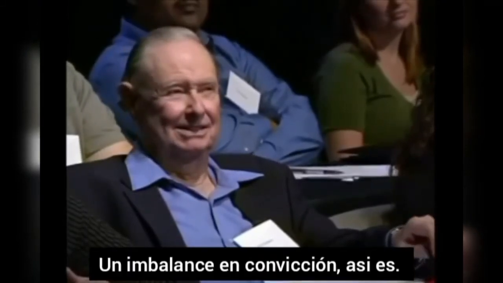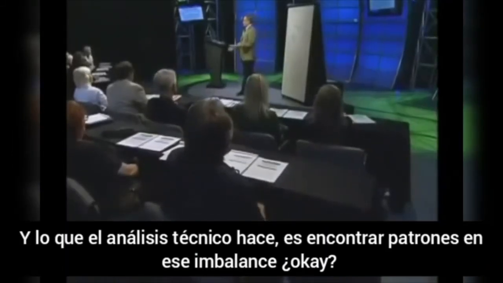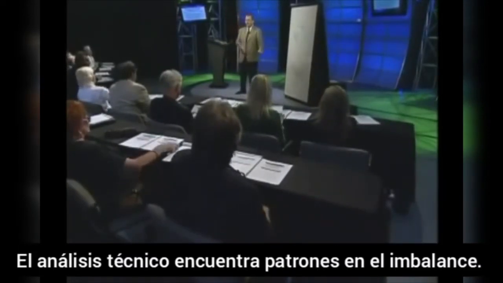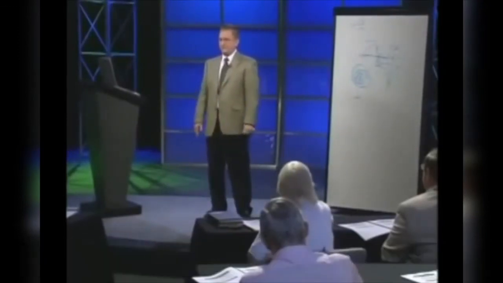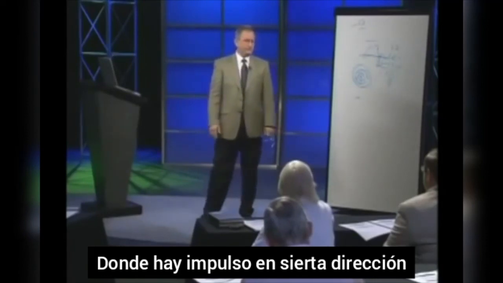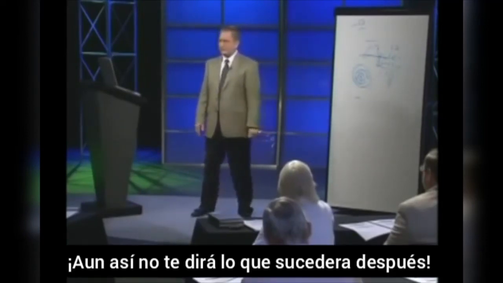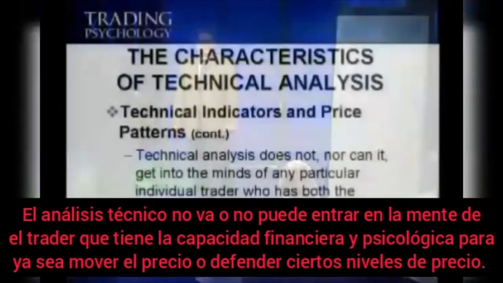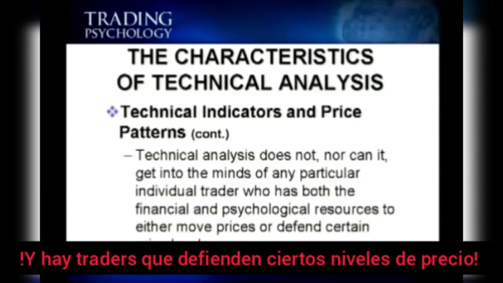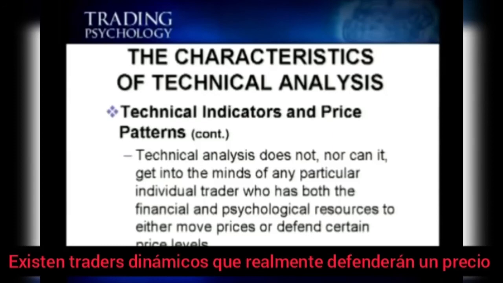Yeah, an imbalance in conviction. That's the only reason, and what technical analysis does is it finds patterns in that imbalance, okay? Technical analysis finds patterns in the imbalance, where there's momentum in a direction. It's still not going to tell you what's going to happen next. Technical analysis doesn't, nor can it, get into the minds of any particular individual trader who has both the financial and psychological resources to either move prices or defend certain price levels. And traders will defend price levels, by the way. There are dynamic traders who will actually defend a price.